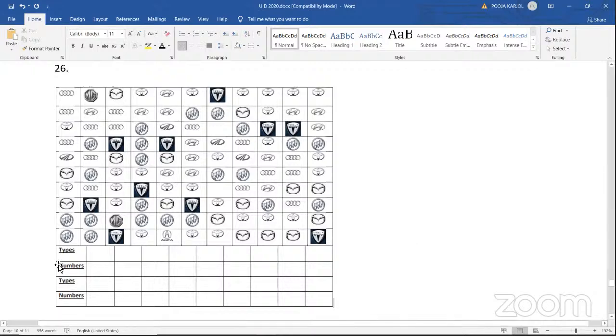Now, here they have said types and numbers, meaning you have to see how many types there are and how many of each type. The first one is Audi. How many logos are there in this diagram? Tesla is there. How many of this one are there? Do you understand? Try it. I want to see if you get one. Should I zoom in? So first we have to look for types, and then how many there are in each type.